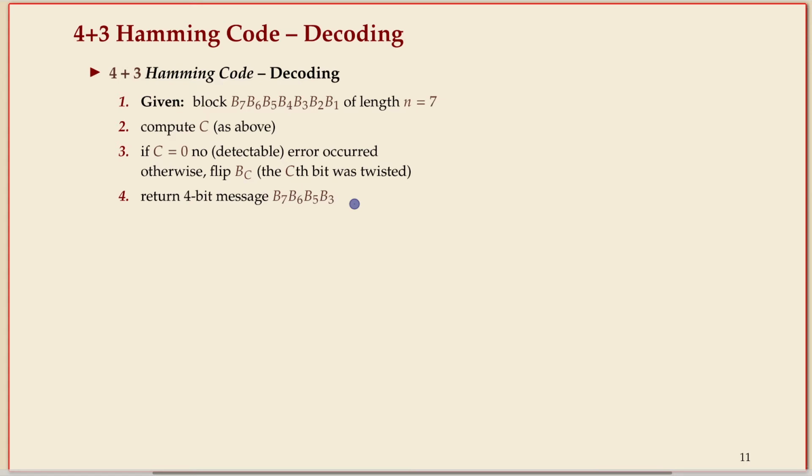So as a procedure, again, you receive this, you compute the checking bits. If it's 0, you're good. Otherwise, you know which bit to flip again. And then you can return the message part by just stripping out the parity bits.